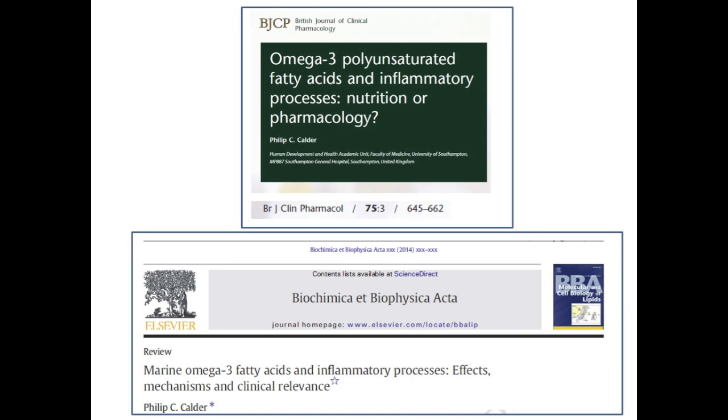If you are academically minded and you want to find out a little bit more detail, pretty much everything I'm going to say in my presentation is in these two publications. This is one in the British Journal of Clinical Pharmacology from 2013, volume 75, number 3. And the other one is just available online at the moment. It's in a journal called Biochimica et Biophysica Acta. So this is a really up-to-date review on omega-3 fatty acids and inflammation. If you do a search on me in PubMed, this will be quite near the top of the list because it's only come online relatively recently.